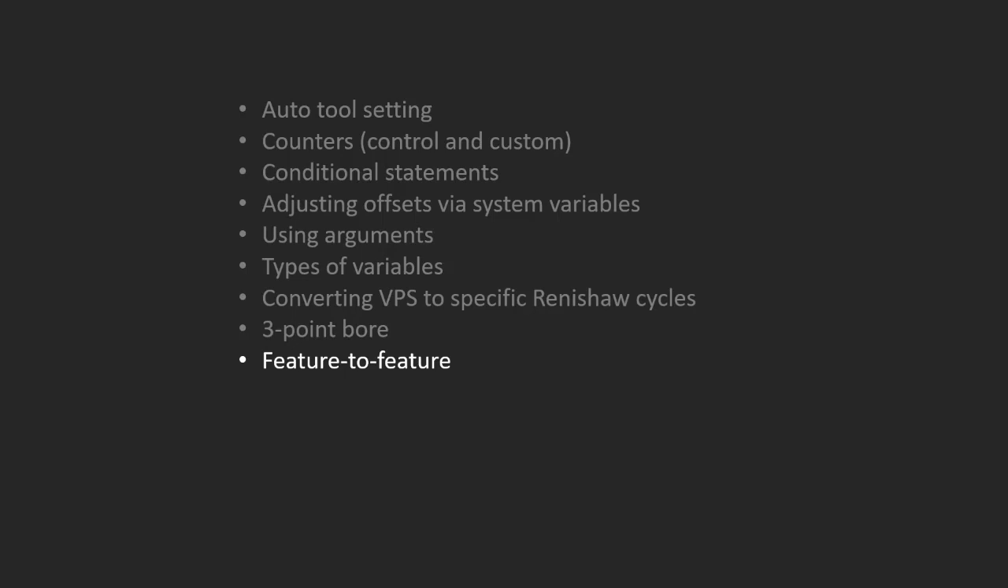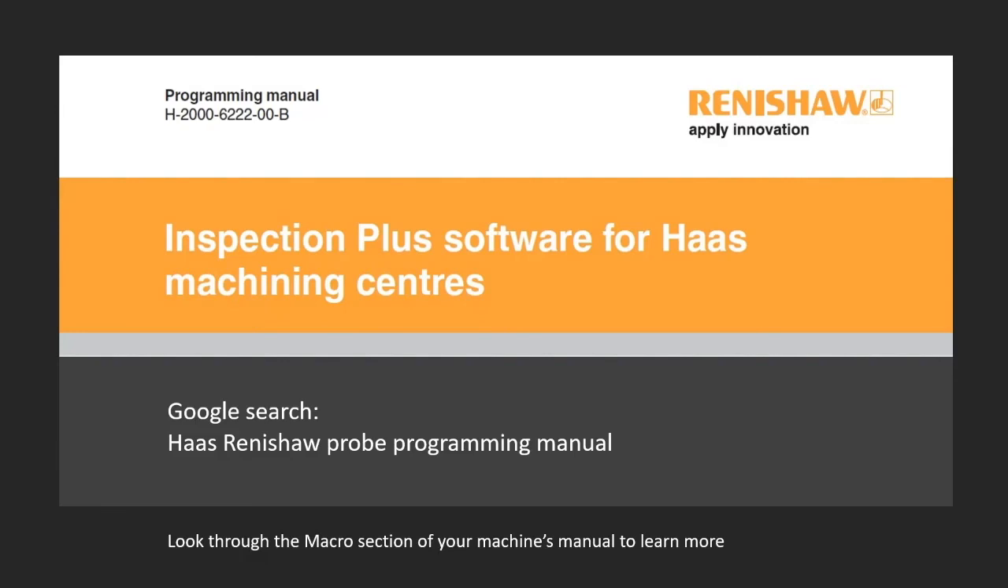All right, and just one more time with this, I'm just going to put this up here, so if you didn't get it earlier, if you're looking for this manual, I suggest a Google search, Haas Renishaw Programming Manual, and that you should also look through your macro section of your machine's manual to learn more about the ins and outs of probing. And if I didn't mention it earlier, remember that we do have classes on macro programming, and I would encourage you to join in one of those.